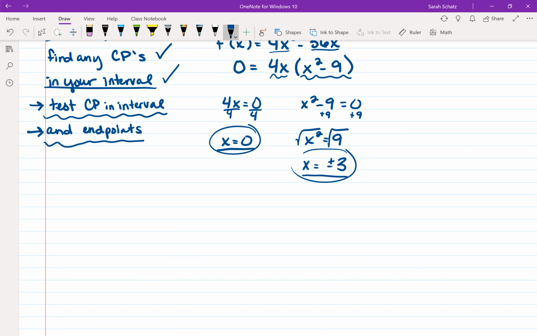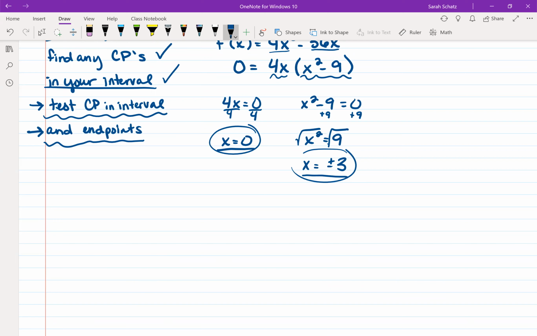We just have to know where to test. And your answer is always going to be an endpoint or a critical point. So the way I like to set these up is to put them on a list from lowest to highest. Remember, your endpoints are included. So your lowest endpoint will come first, and I'm going to test -4.